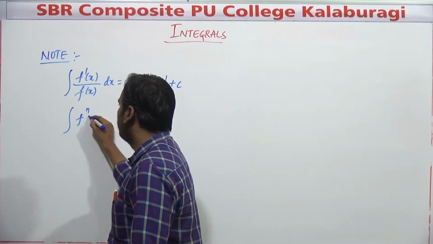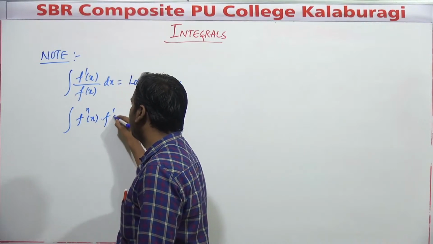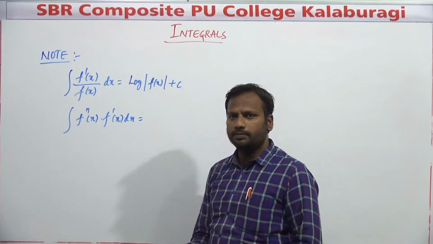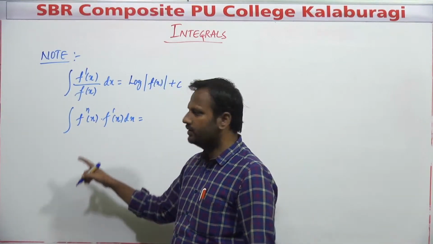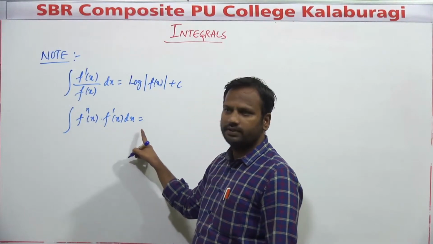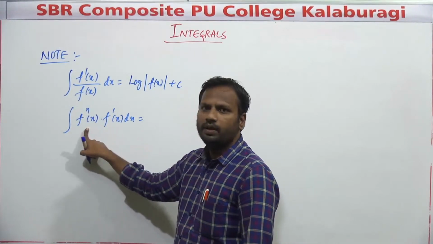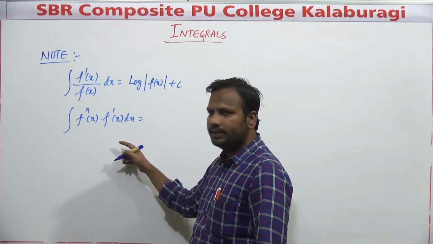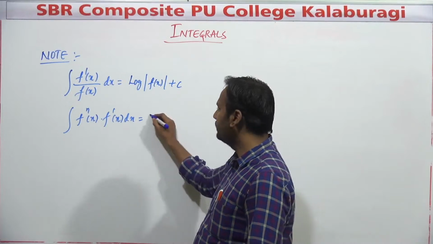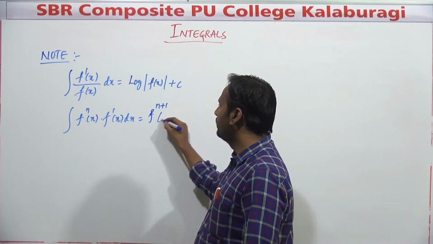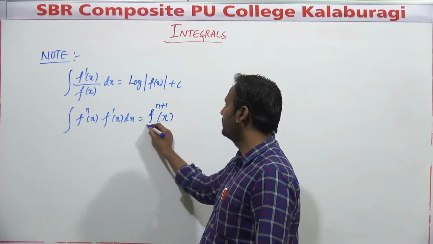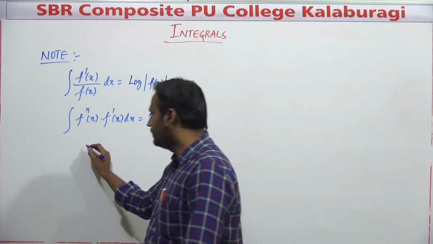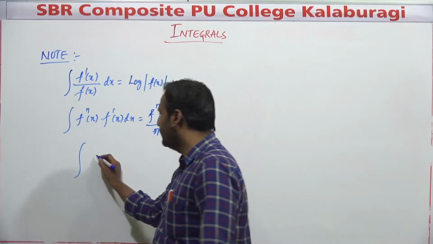And f raised to n of x into f dash of x. There are some more substitution problems in this format itself: f raised to n of x into f dash of x dx. This is the function, and its differentiable factor is next to it. For these, what type of answer do we get? f to the power n plus 1 of x divided by n plus 1, plus c.